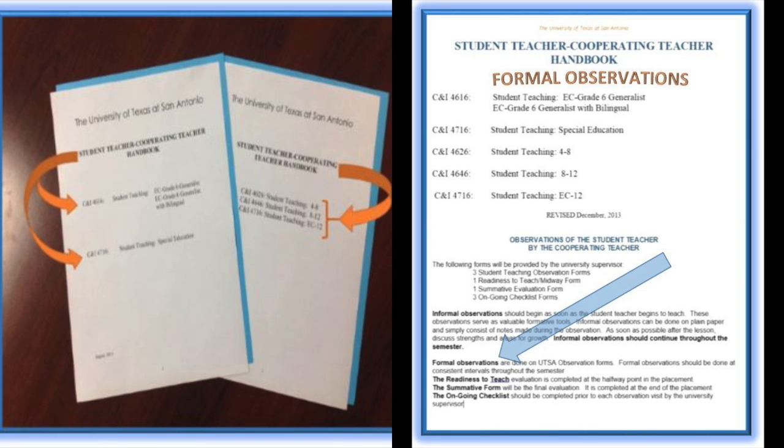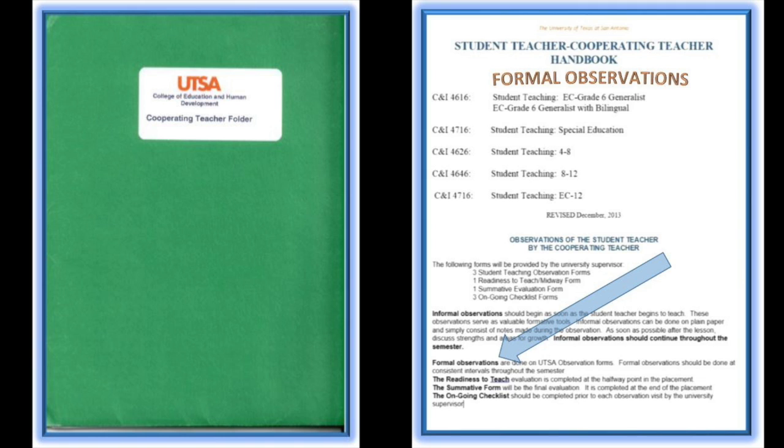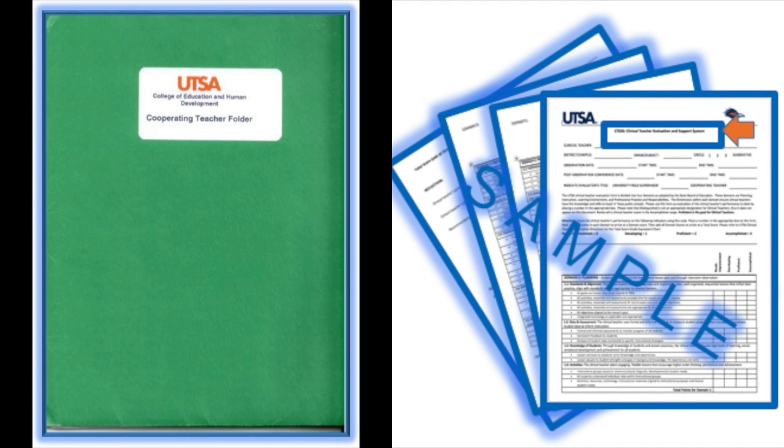In a dual placement situation, each cooperating teacher should schedule two formal observations with the clinical teacher. In a single placement situation, the cooperating teacher should schedule three formal observations. The cooperating teacher may decide to take notes during the observation and then complete the C-test observation form that is included in the cooperating teacher packet.